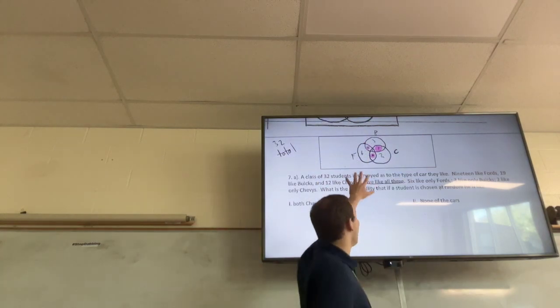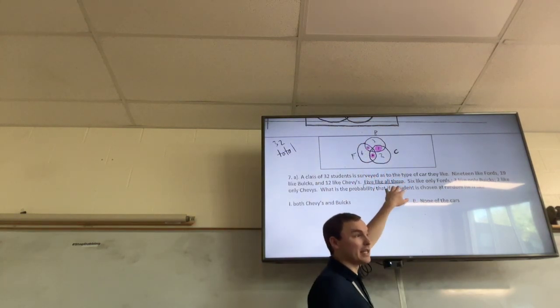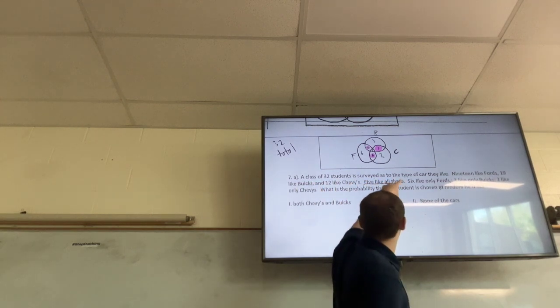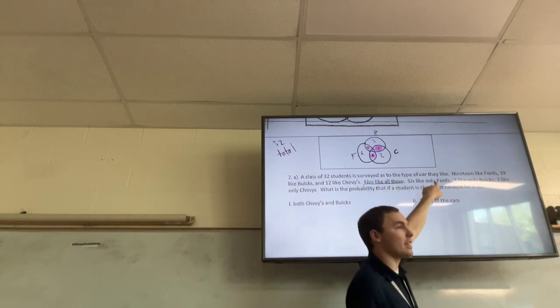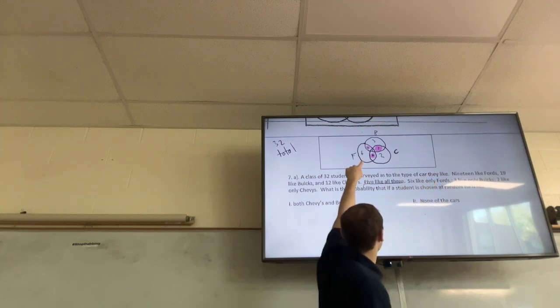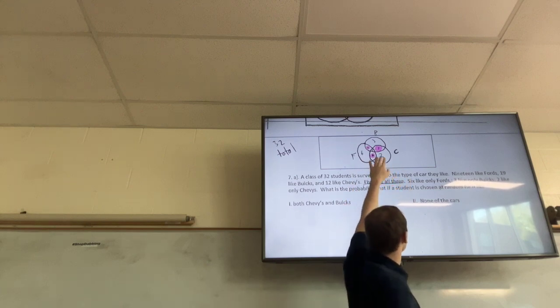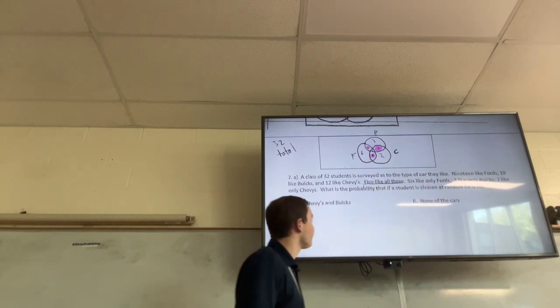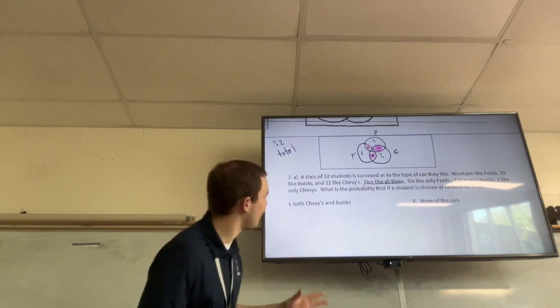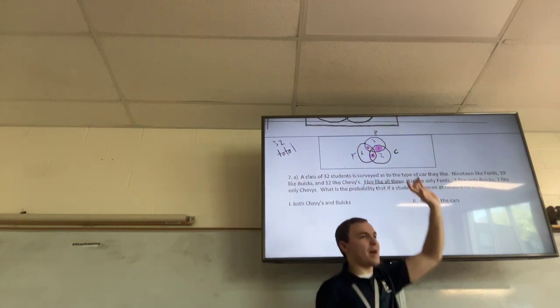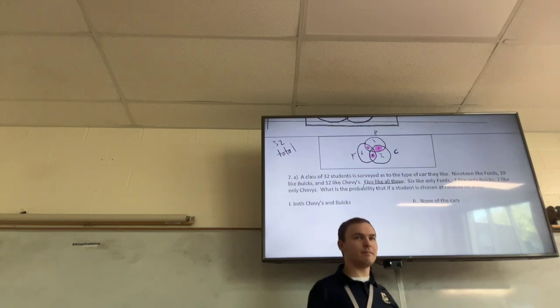At this point, the next thing you want to do is try to fill out as many of the bubbles as you can based on the information they gave you. They tell us explicitly 6 like only Fords. So in the only Fords category, we can put a 6. Following that, 3 like only Buicks, 2 like only Chevys, and they tell us that 5 like all 3. So we can fill out those 4 right off the bat. Any questions about why we can do that?